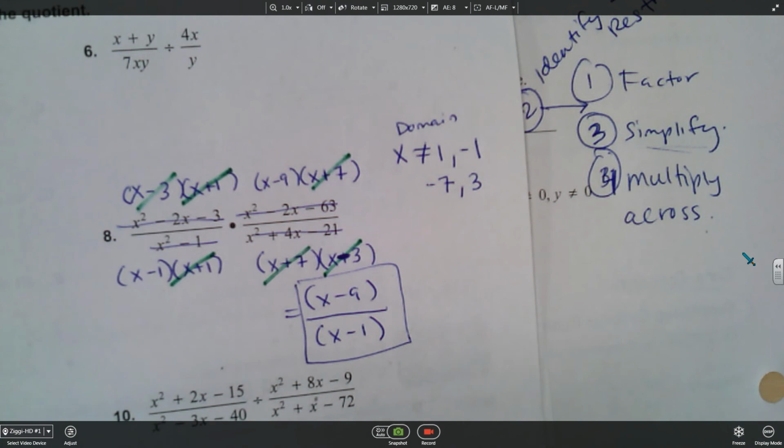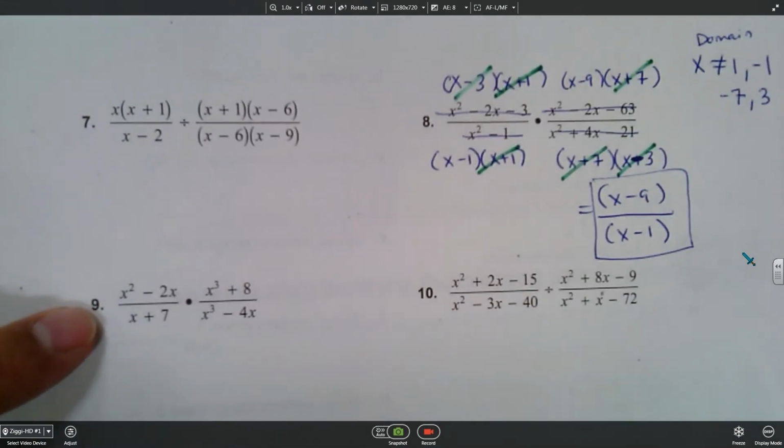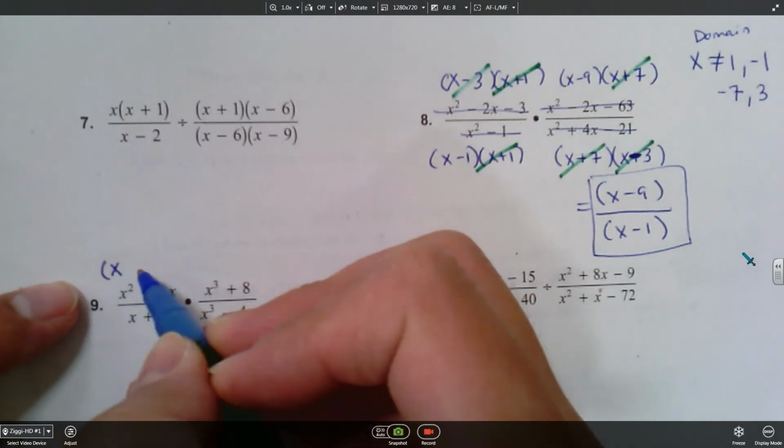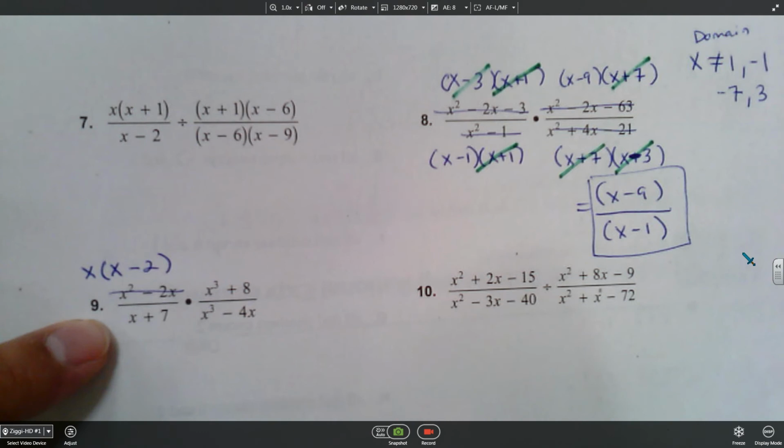So let's do that again for another multiplication one. This number 9. Okay. First thing is factor everything. X, I can take out an x, and that's that one.